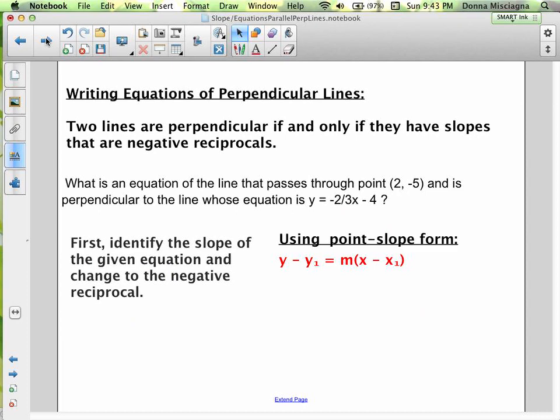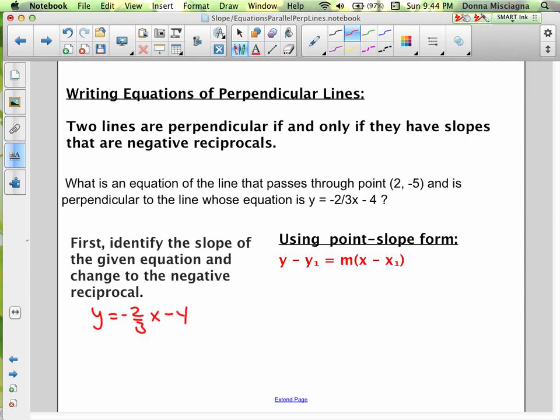As a reminder, two lines are perpendicular if and only if they have slopes that are negative reciprocals. So what is an equation of the line that passes through the point 2, -5 and is perpendicular to the line whose equation is y equals -2/3 x minus 4? This time our equation already is in slope-intercept form, so we don't have to do any work to find the slope. Our slope is just -2/3.